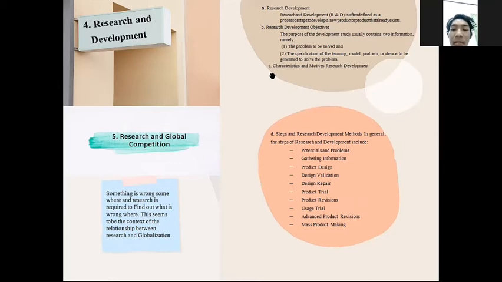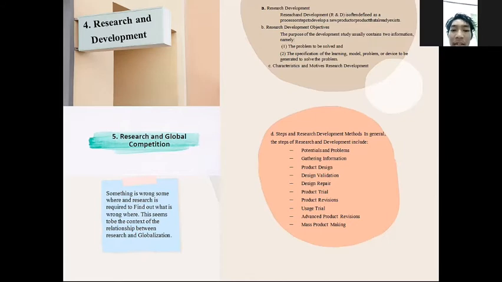Part B, research and development objectives. The purpose of a development study usually contains two pieces of information. The first is the problem to be solved, and the second is the specification of the learning model, product, or device to be generated to solve the problem. According to Akker, 1999, the purpose of development research in education is differentiated based on the development of curriculum, technology and media, lesson and instruction, and didactic teacher education. The first is in the curriculum section, the second is in technology and media, the third is in lesson and instruction, and the fourth is in the teacher education and didactic section.